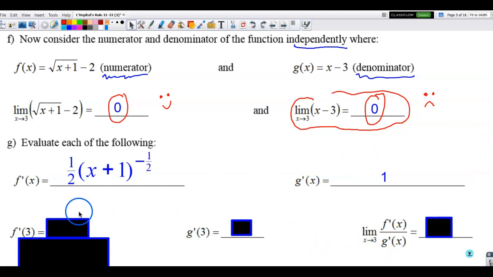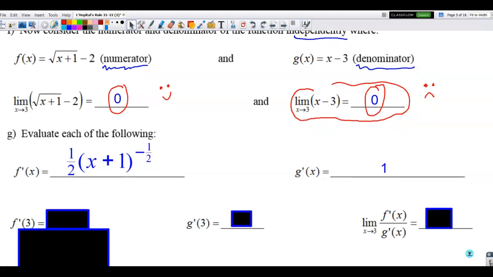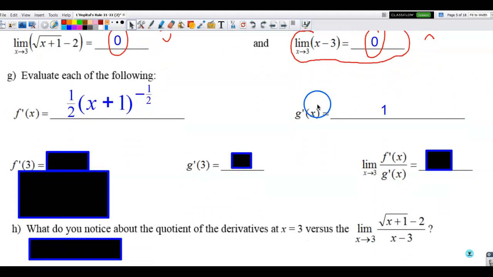Okay, after we find the derivative of the numerator independently and find the derivative of the denominator independently, now we're going to substitute 3, which is the x value that we are approaching. I'm going to substitute 3 into f prime. I'm going to substitute 3 into g prime. And then I'm going to find the limit as x goes to 3 of f prime of x over g prime of x. So stop the video, find the derivative of f at 3, the derivative of g at 3, and see if we agree.